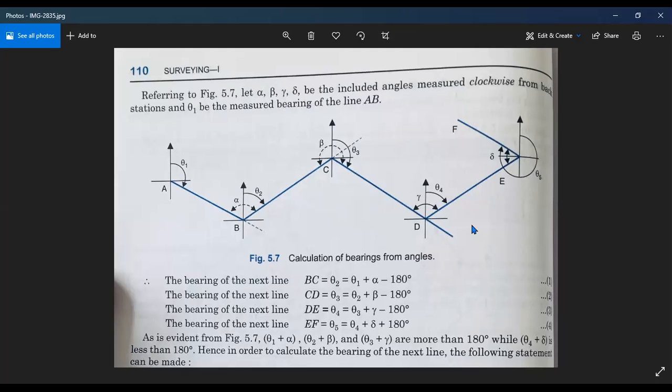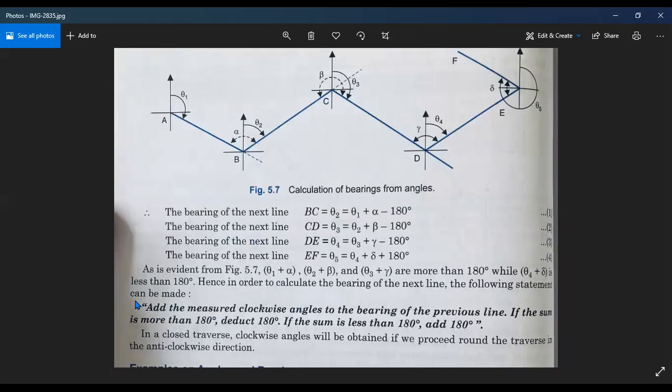They are giving the included angle to you. You have to calculate the bearing. See here. Alpha is given to you. Beta is given. Alpha is the included angle between AB and BC. The angle is given. Now I need to calculate the bearing. Right. The bearing of the line BC is theta 2. Theta 2 is nothing but theta 1 plus alpha minus 180 degrees.